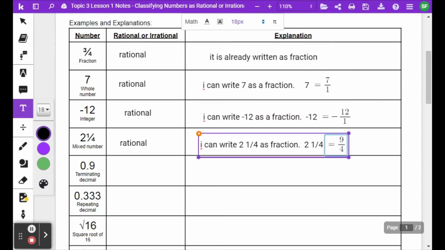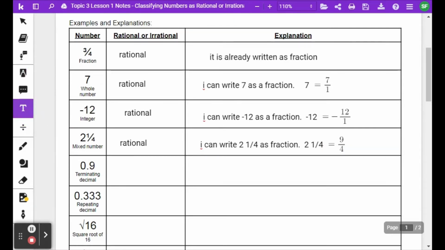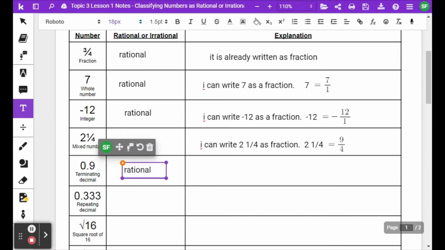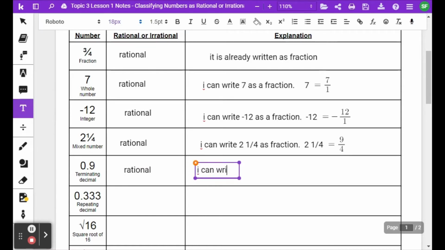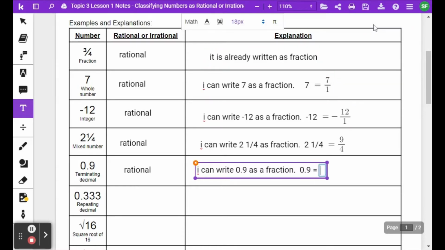If we look at our decimal here, we got 0.9. Some of you understand the place value that's considered 9/10. And really that is the reasoning why that is going to be rational. 0.9 I can write as a fraction. 0.9 as a fraction is just going to be 9/10. To understand your place value, that should make sense. And 9/10 is in fractional form, therefore making 0.9 equivalent to 9/10, therefore making it rational.